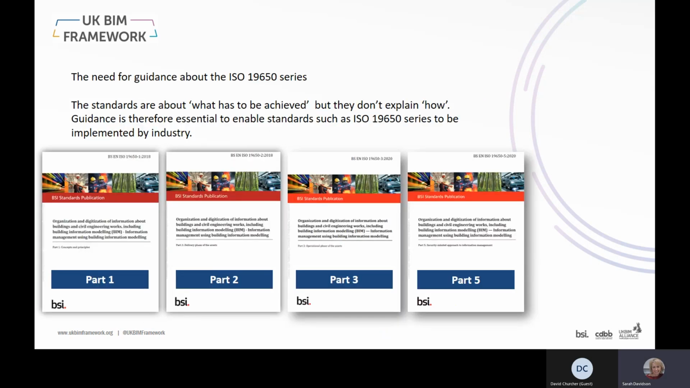The ISO 19650 series currently comprises Parts 1, 2, 3 and 5. Part 1 covers the overall concepts of information management using BIM. Part 2 is specific to the delivery phase, design and construction of assets, and Part 3 covers the operational phase. Part 5 sets the requirements for the adoption of a security-minded approach to information management as a whole. ISO 19650 Part 4 is currently under development, and it's due to be released hopefully in early 2022.